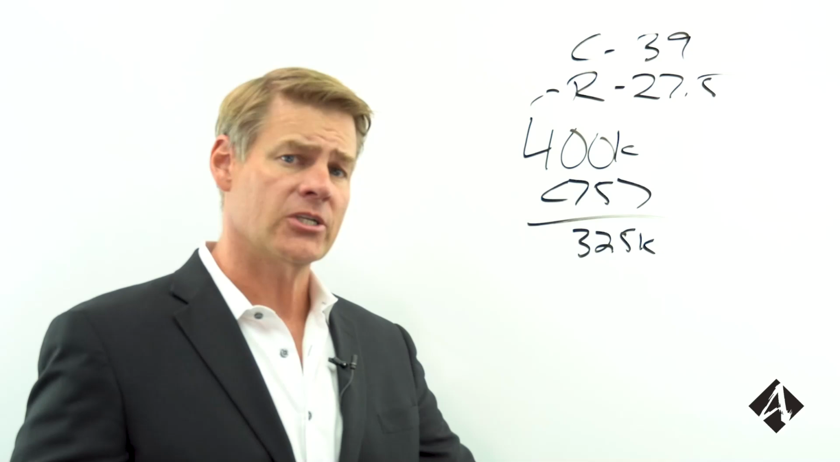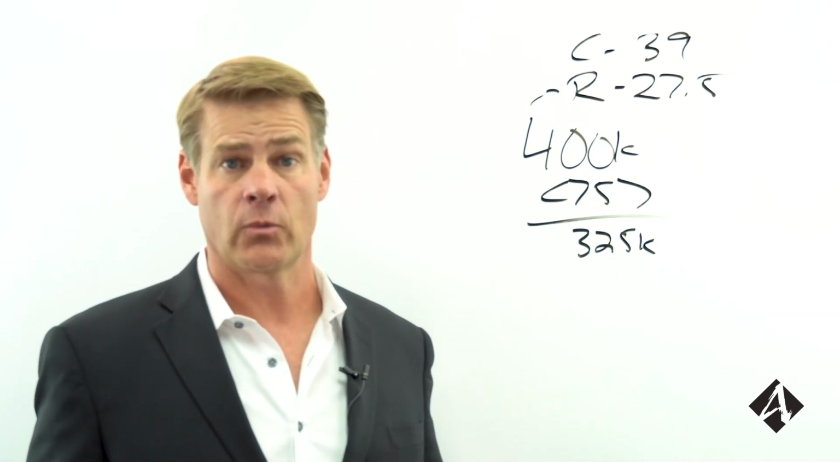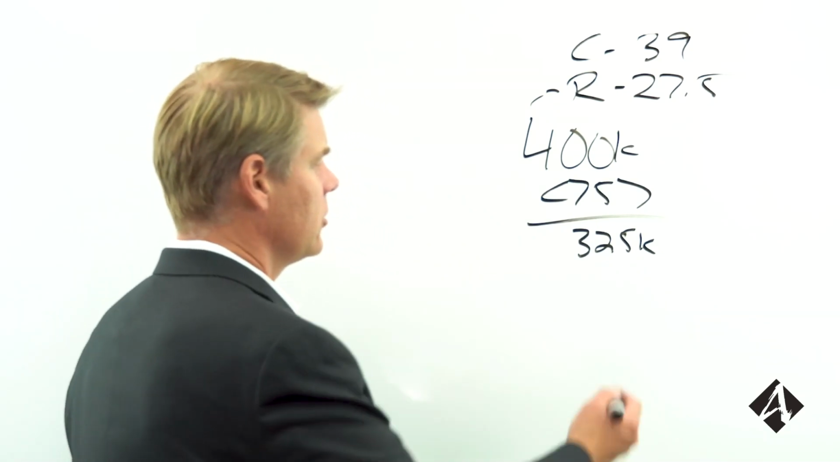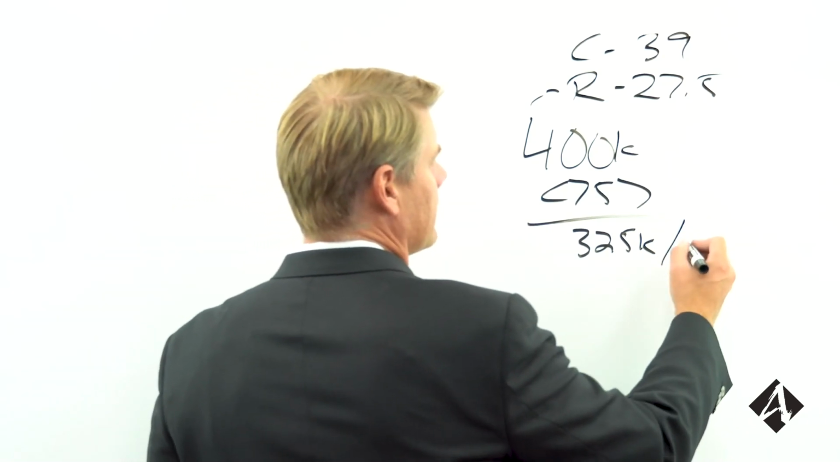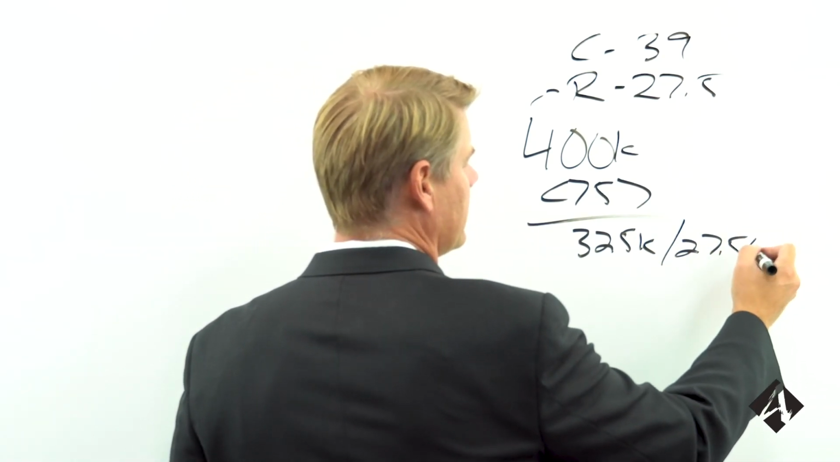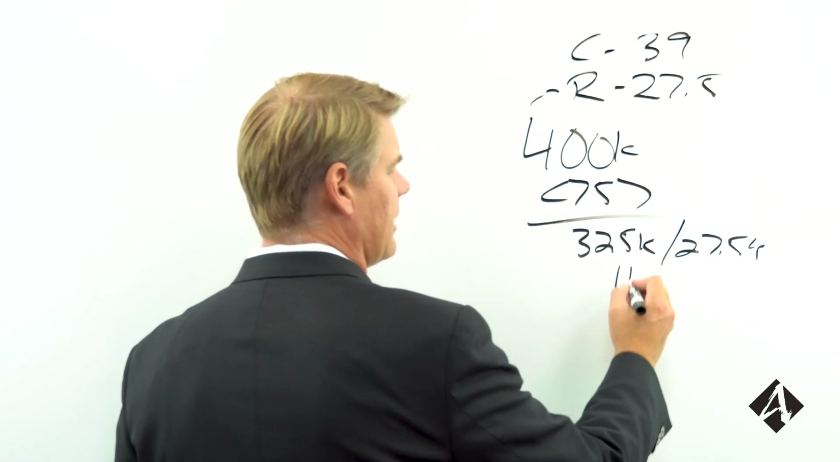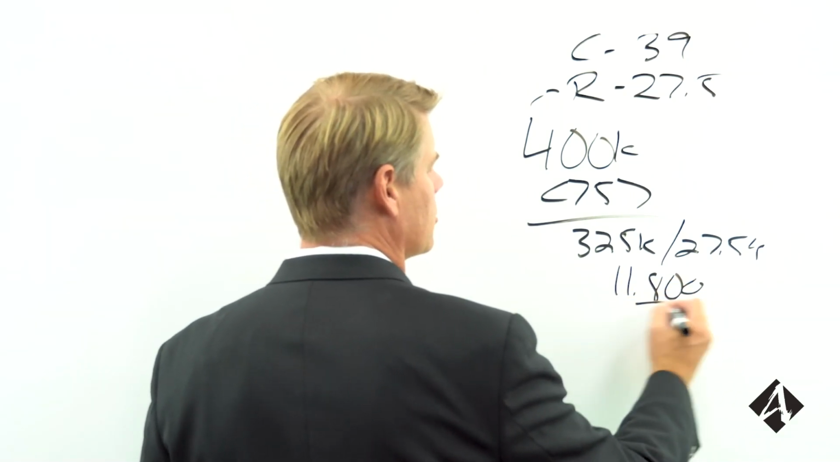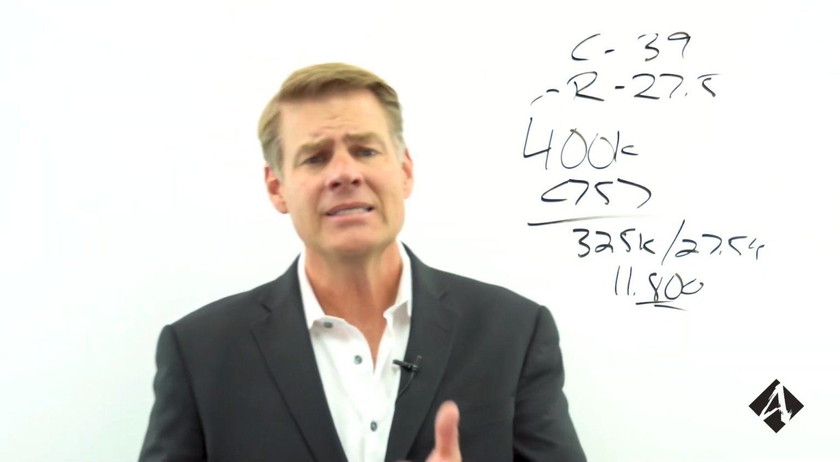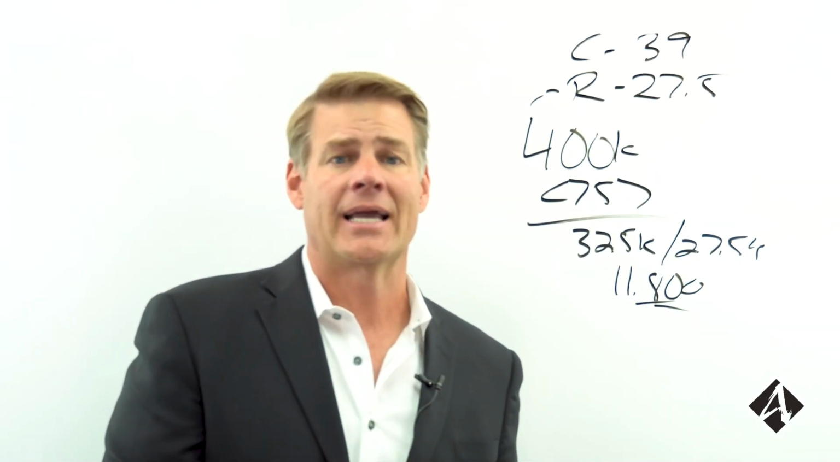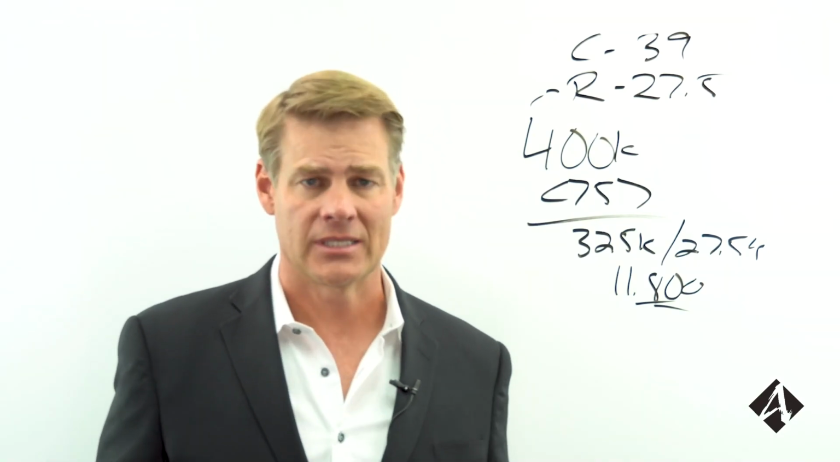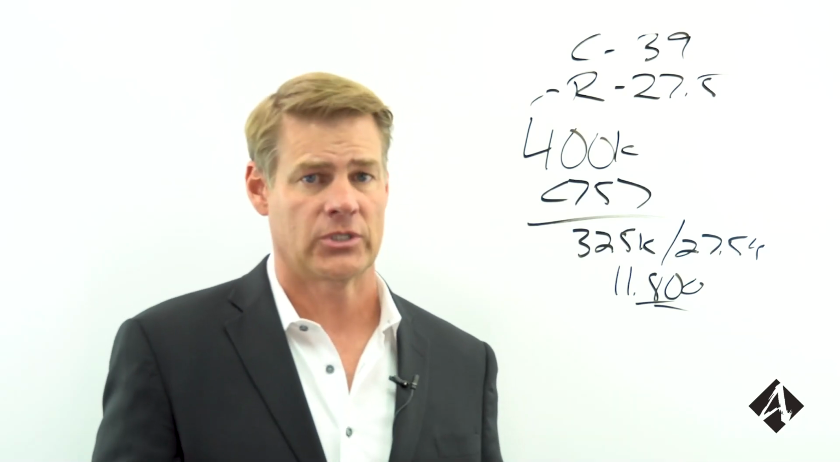So if you did it on a straight line depreciation, which is the way most people always do it, you would take 325, divide it by 27 and a half years, and you would come up with about $11,800 a year in depreciation. That means that the value of that asset is declining over time as someone continues to live there, and it's going to have to be replaced eventually.